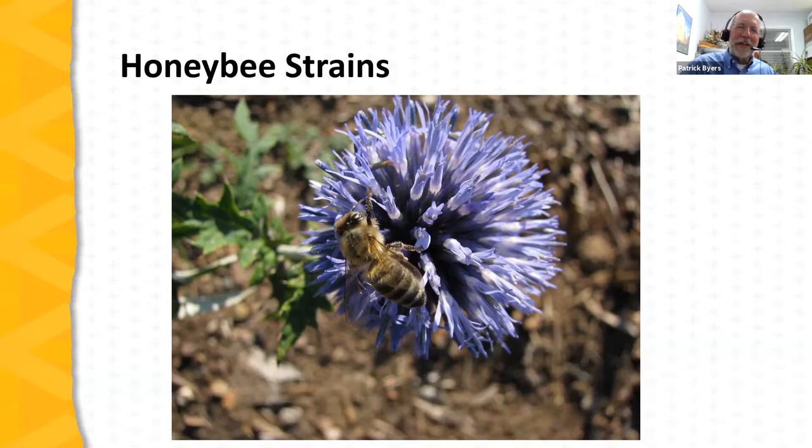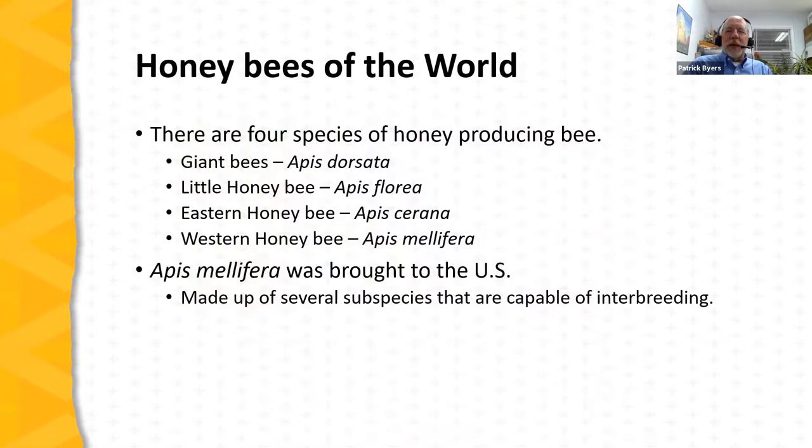Now let's talk about honeybee strains. So when we think about honey-producing bees, there are literally thousands of bees, but there's really only a few that produce honey in quantity enough that they can be harvested by humans. And these include the giant bees of Asia, the little honeybee and eastern honeybee, again, of Asia and Europe, and then the western honeybee, primarily of Europe.